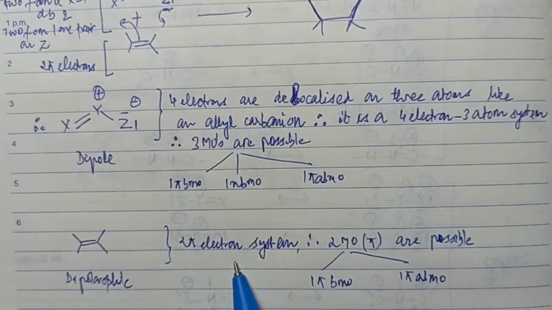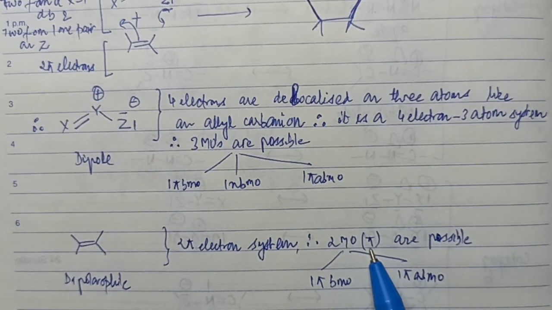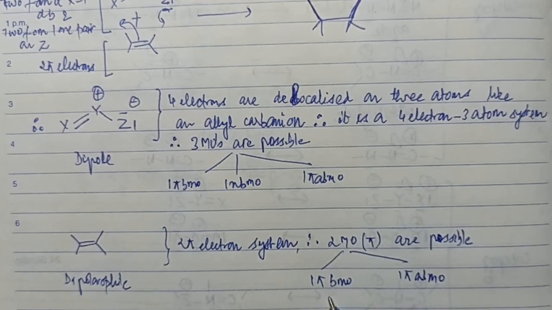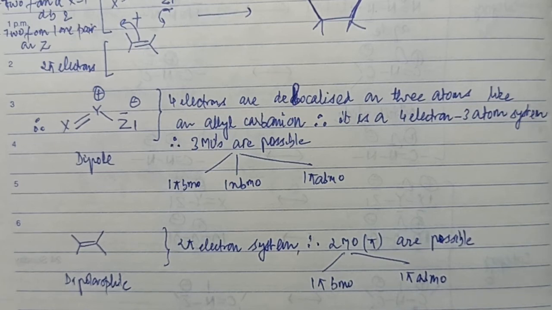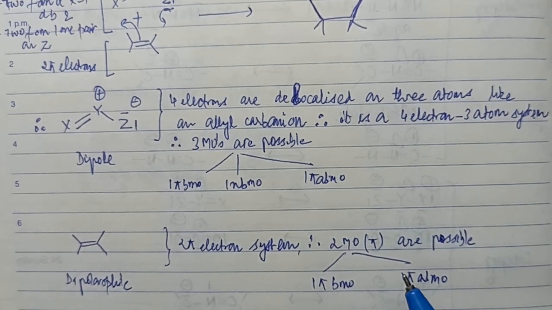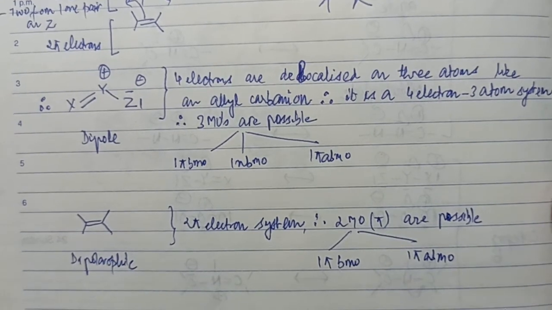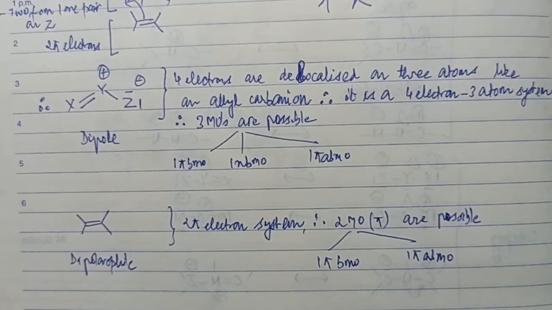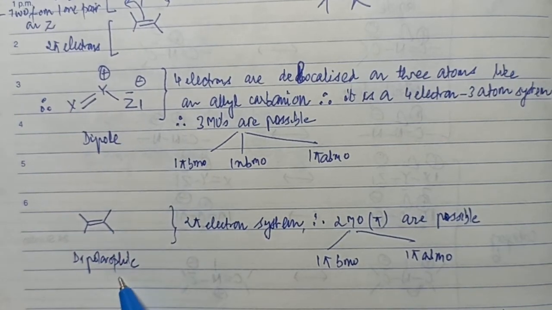This is a 2 pi electron system, therefore 2 molecular orbitals are possible. Of course 2 pi molecular orbitals are possible, and of course 1 pi will be bonding and 1 pi will be anti-bonding in nature, right? Therefore, on the reactant side, considering the OCD approach in gauging the reaction conditions, I'll be having 5 molecular orbitals, 3 contributed by the dipole, 2 contributed by the dipolarophile. I have to place these orbitals on the energy axis efficiently.